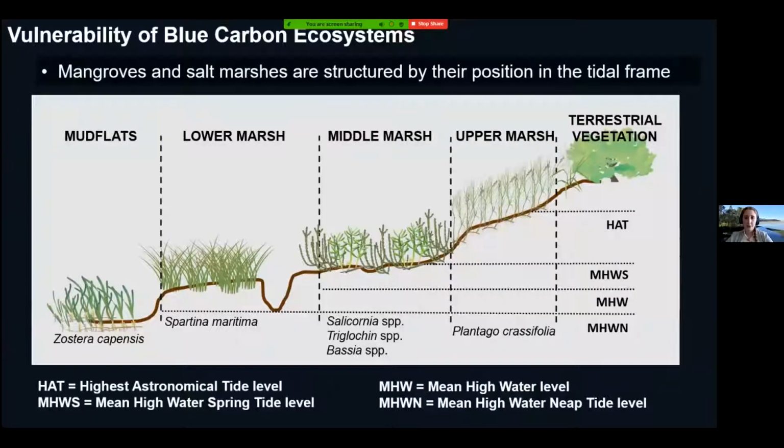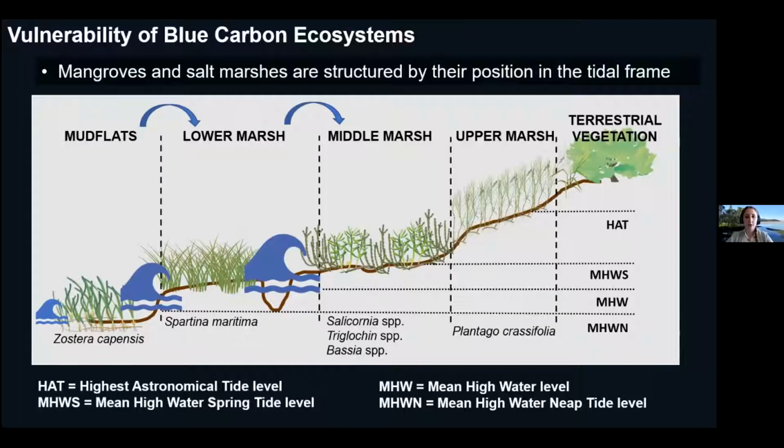So blue carbon ecosystems are vulnerable to sea level rise because of their position within the tidal frame. These habitats are structured and they occur in certain zones that are suitable or preferable for the physiological tolerance of the specific plant species. As sea level rises within a specific zone, the habitat could become unsuitable and the plant species could be replaced by others that previously occurred lower down on the elevation gradient. So over time, there can be a conversion of marsh habitat to mudflat, or even eventually to open water if water levels keep rising.